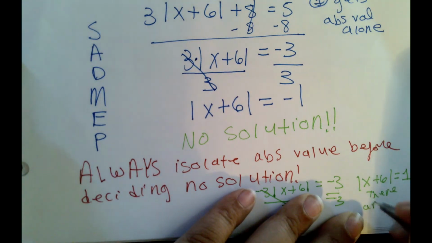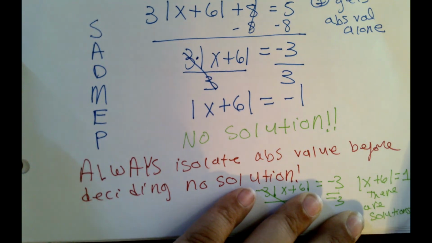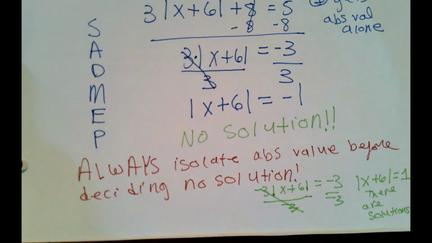So please, please, please, isolate your absolute value before you decide no solution. Okay? If when you isolate that absolute value all by itself, there's a negative number, then you're good. No solution. Alrighty. I'm going to keep going.